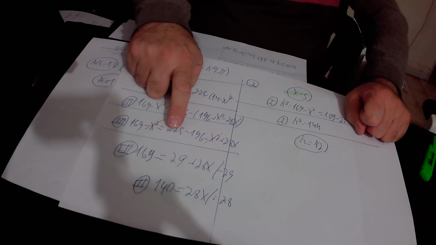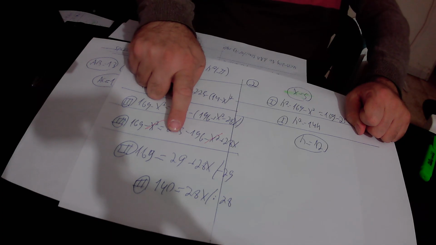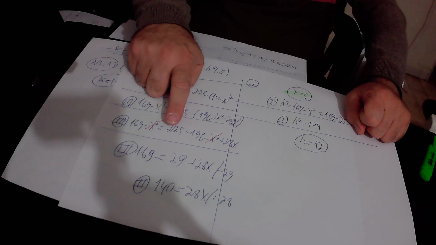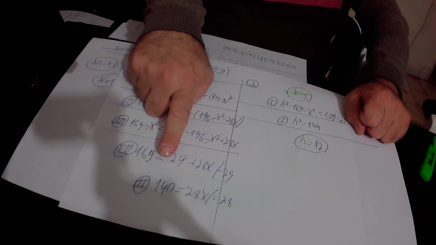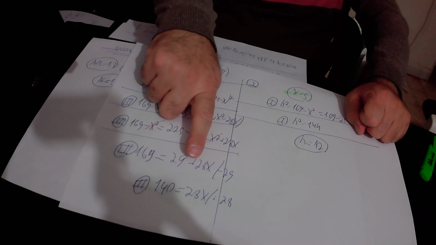Here we subtracted 29 from equation number 3, and we found out that 169 minus 29 is 140, so 140 equals 28x.